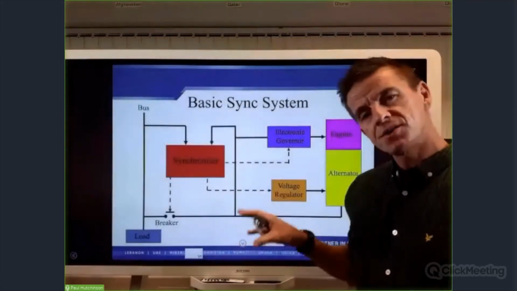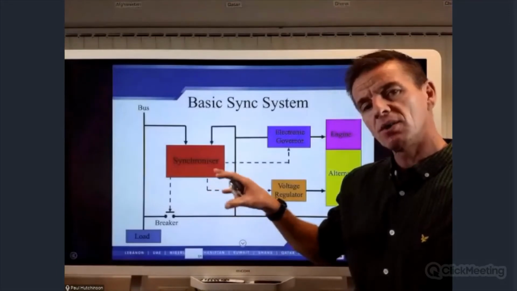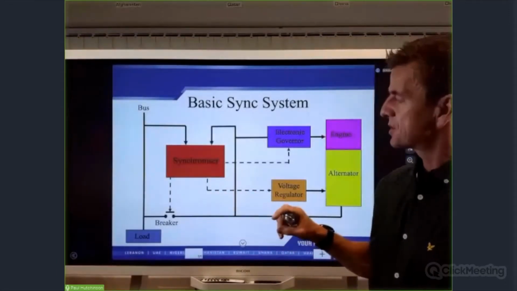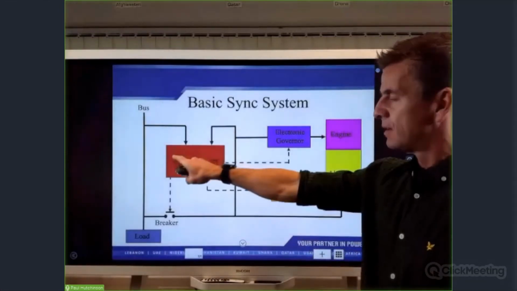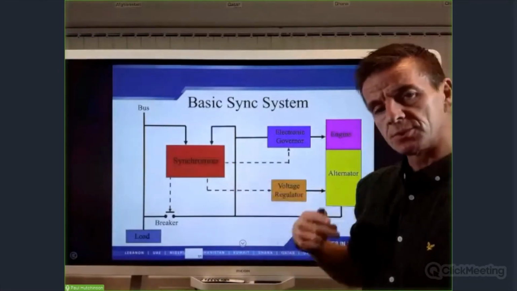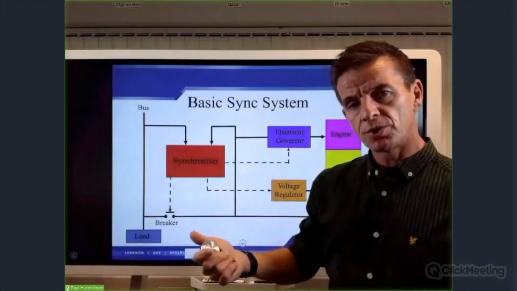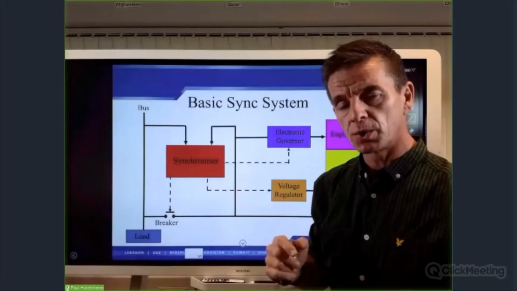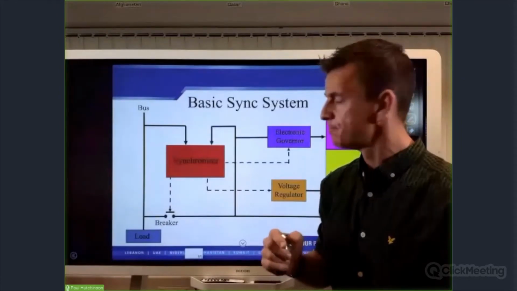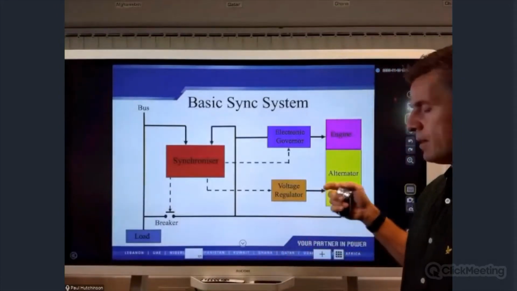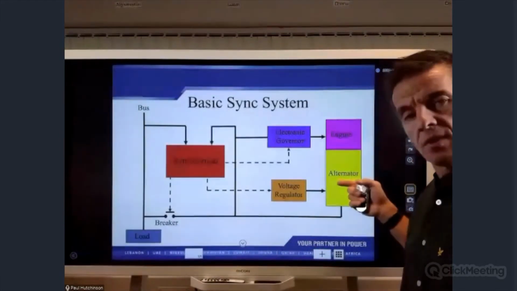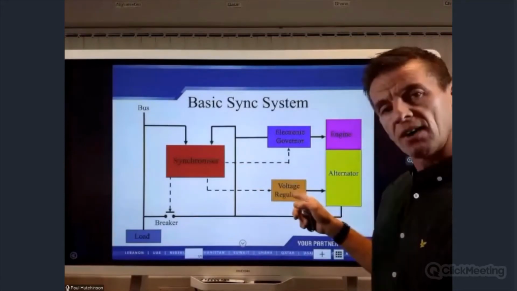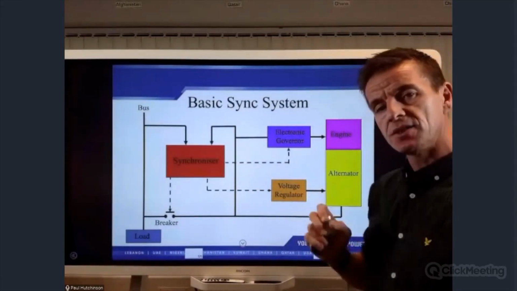So how does it all look? How does it all fit together? Okay, the first thing, we have our synchronizer. As we said earlier, that could be a Woodward, it could be a DEEP C, whatever your synchronizing controller or panel type is. We have our engine, we have our alternator, we have our AVR and the AC alternator.